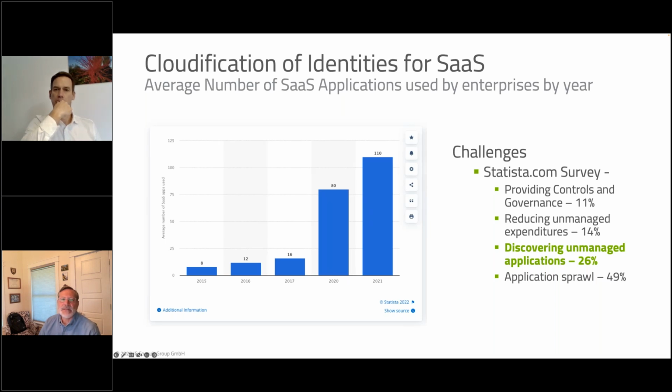And the biggest challenge that these folks also see is that we have this application sprawl. 49% of the respondents identified that.